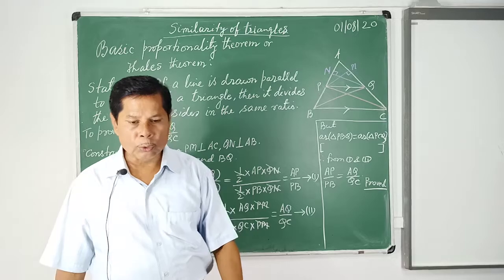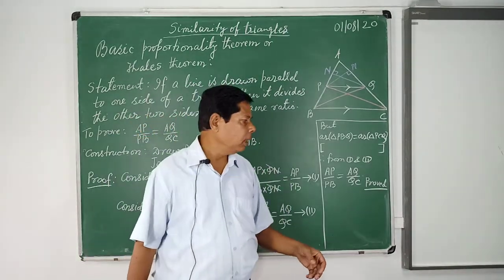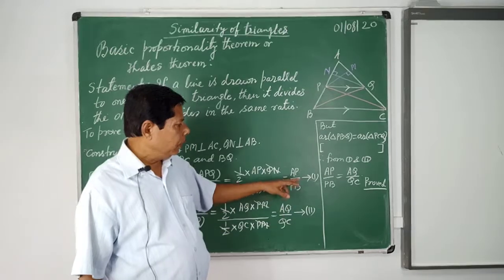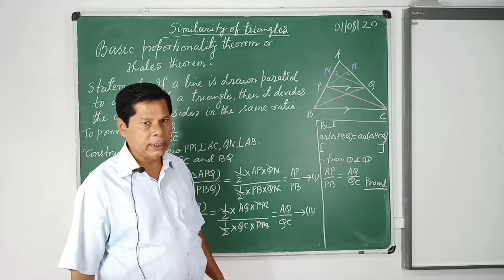But there are two more results which will be used in course of solving the problem. In this equation, if you add 1 on both the sides, what happens?